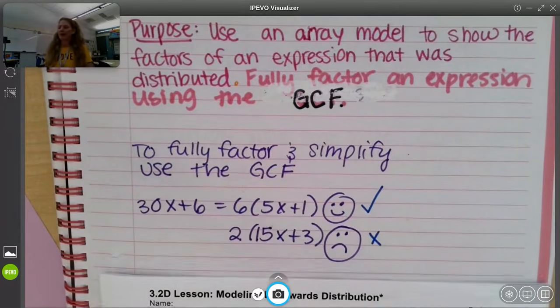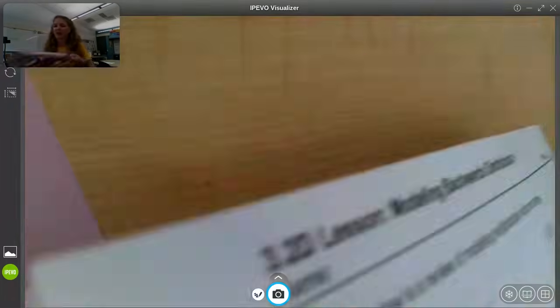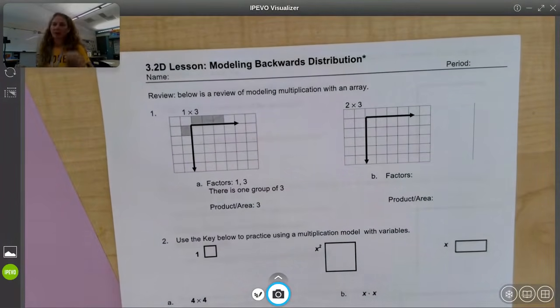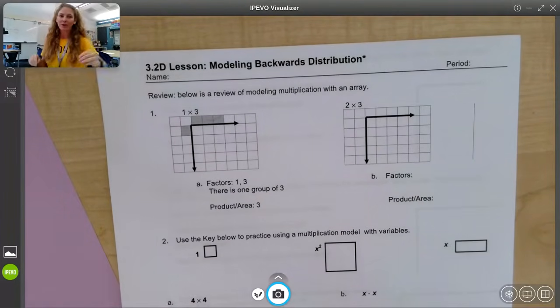Let's get going. You may be asking yourself, what is an array model? So a little reminder, if you ever need to pause the video at any time to write down what I'm writing down, please do so. You're going to do great. What is an array model?